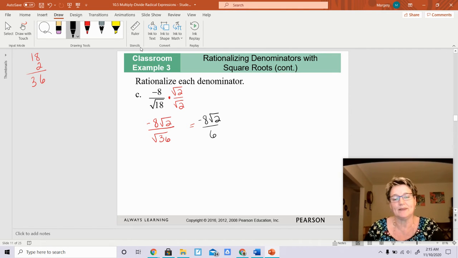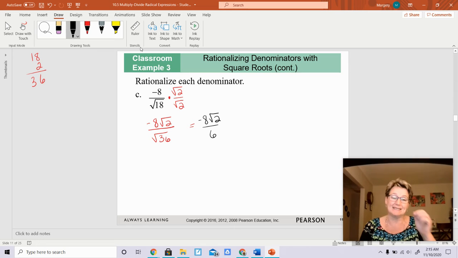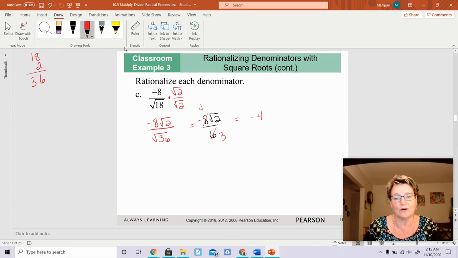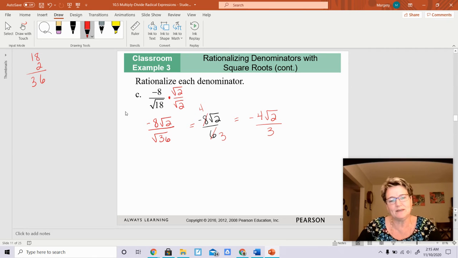in the numerator. Now, if there's a number on the outside of the radical and you can simplify it, you should. 2 goes into 8 4 times, 2 goes into 6 3 times. So your answer is going to be negative 4 square roots of 2 over 3. So if I would have multiplied top and bottom by the square root of 18, I would have still gotten the same answer. I just would have had a huge problem to reduce. That's all. So try to find a perfect square root whenever you can.